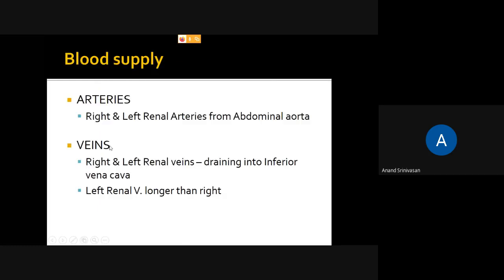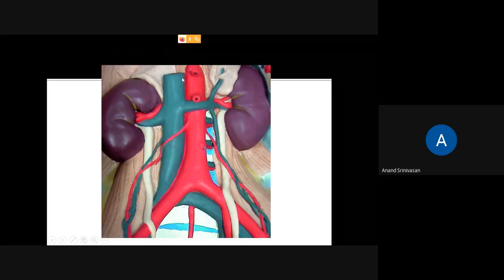Now the veins. There are once again right and left renal veins. The right and left renal veins drain into the inferior vena cava. Here in this picture you can see the inferior vena cava, and this is the right renal vein and this is the left renal vein. You can see both of them are draining blood into the inferior vena cava.